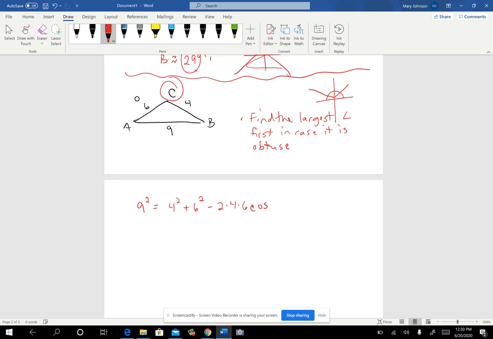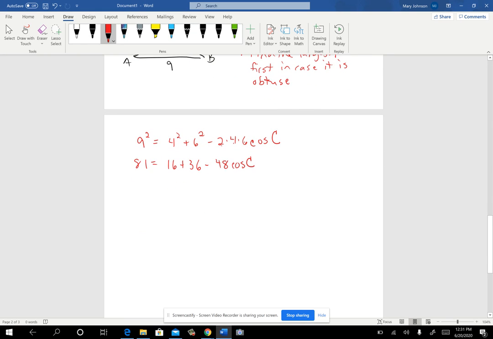And I'll have cosine C. Now this algebraically requires a little more work. So this would be 81 equals 16 plus 36, that's 8 times 6, so that's 48 cosine C. Now, at some point, people sometimes do better when the unknown is on the left-hand side, so you may want to just switch the two sides of the equation around at some point. I'm going to go a little bit further before I do that. I'm going to add the 16 and the 36. That gives me 52.